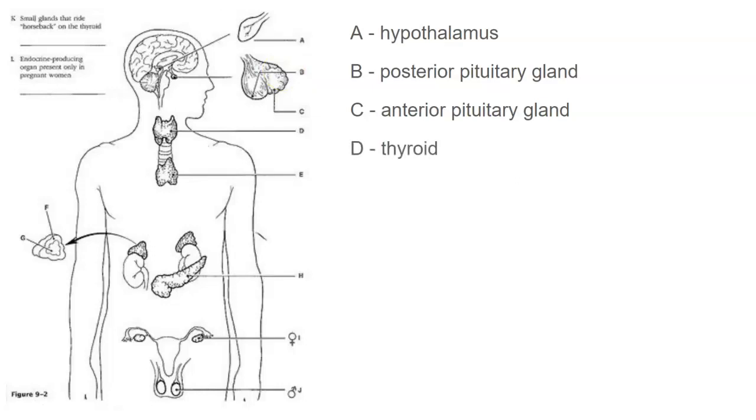Moving down to the part of our throat that's just right below our voice box, or our larynx. It looks like a butterfly-shaped gland. It's called the thyroid.